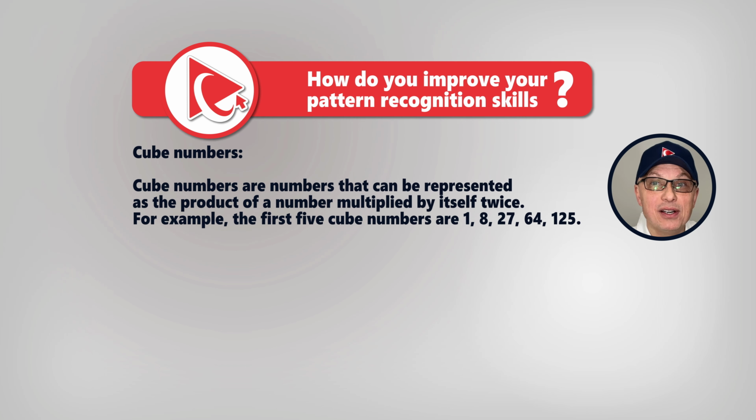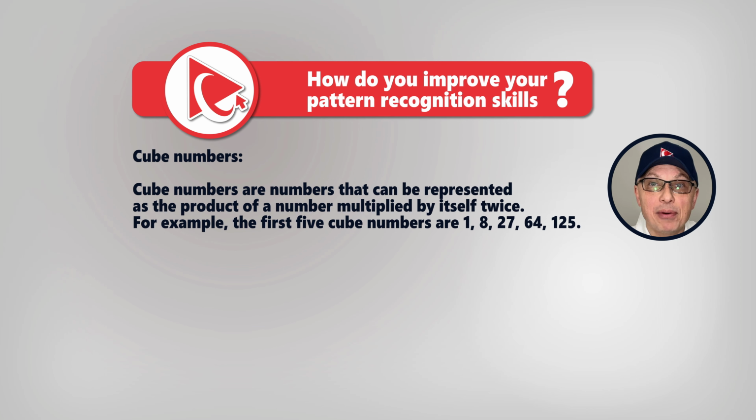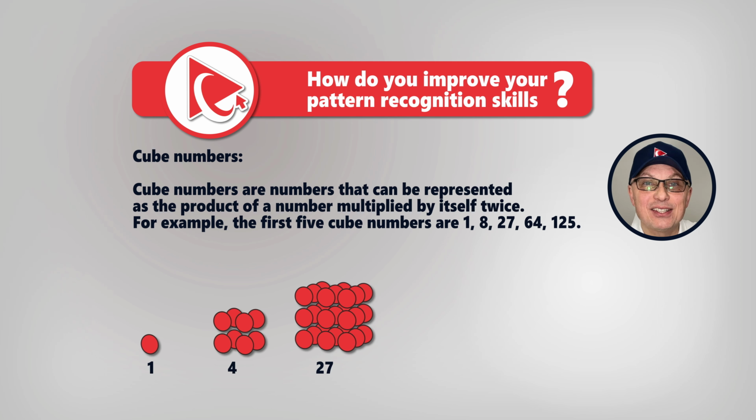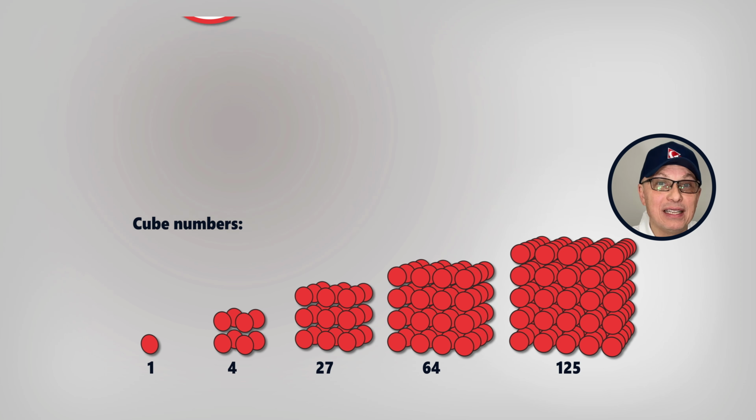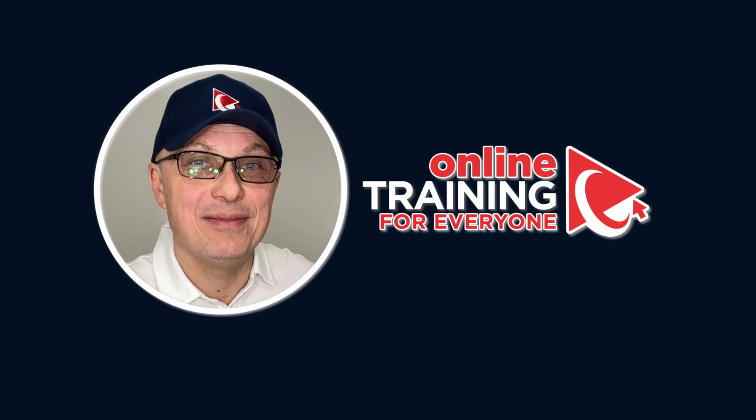And last but not least on my list are cube numbers. Cube numbers are numbers that can be represented as a product of a number multiplied by itself twice. For example, the first 5 cube numbers are 1, 8, 27, 64, and 125. Because 1 cubed is 1, 2 cubed is 8, 3 cubed is 27, 4 cubed is 64, and 5 cubed is 125. Do you know any other interesting numerical patterns I didn't mention here?